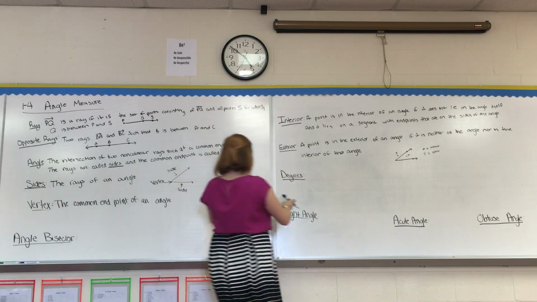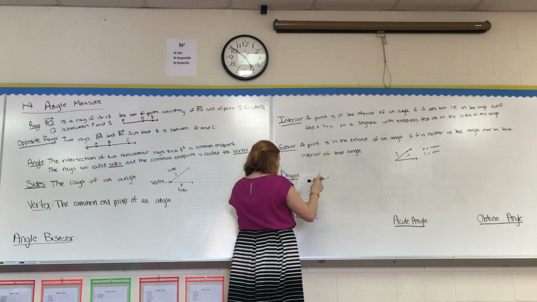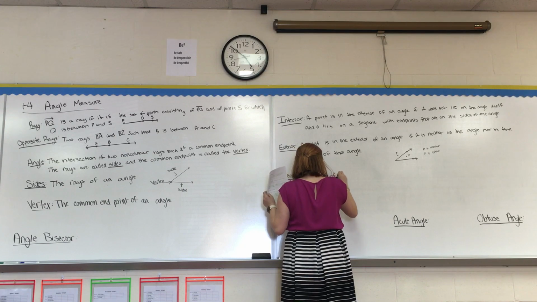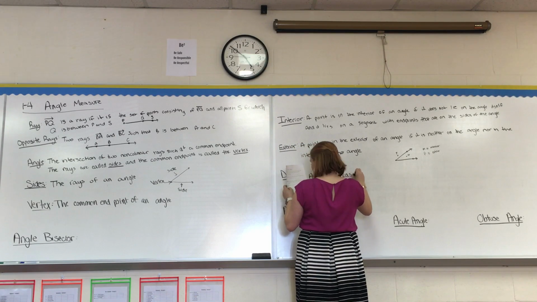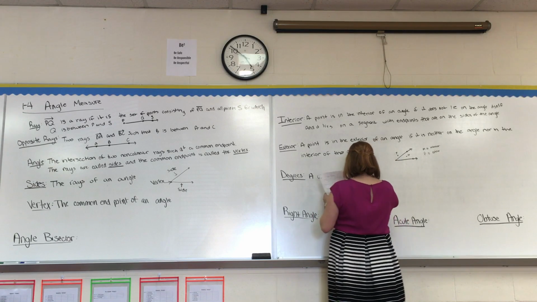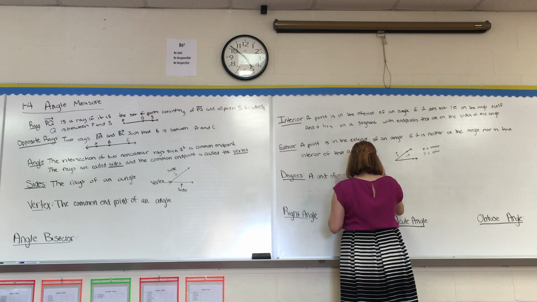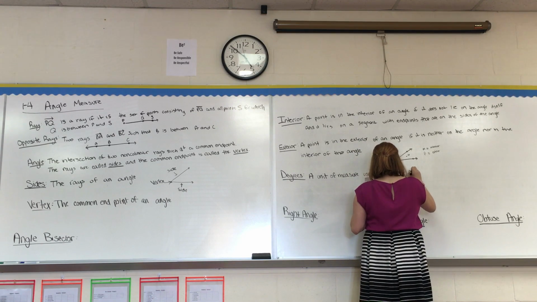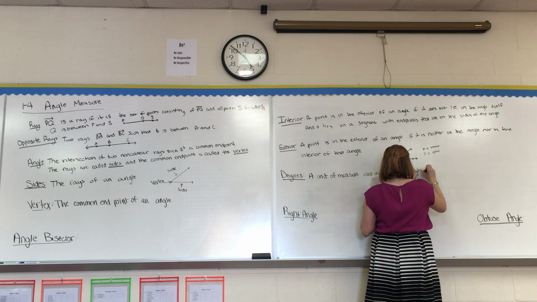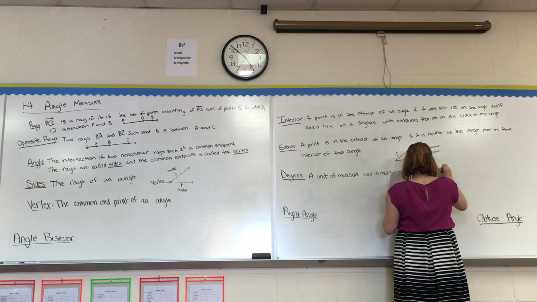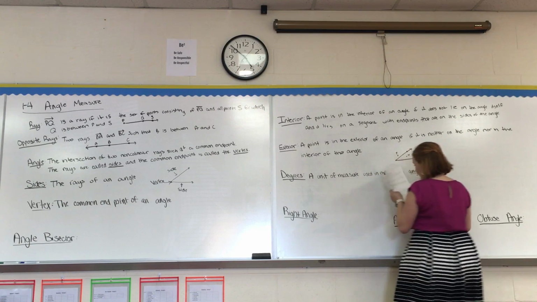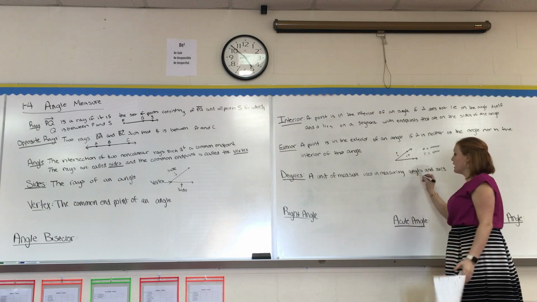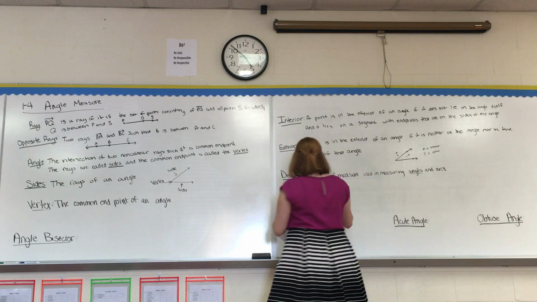Let's continue with our definition. So degrees. Degrees is a unit of measure used in measuring angles, and arcs. We're only worried about this angle part today. Degrees is a unit of measure. That's what a protractor is in.